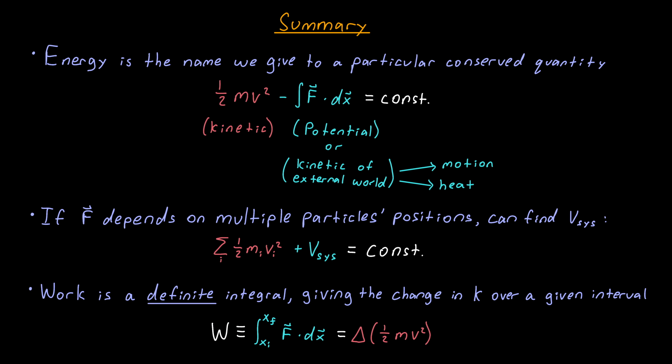Once that nomenclature was out of the way, we realized that if our force was a conservative force, but it depended not just on our system's position, but also on the position of some external interacting object, then we could actually define a potential energy in a different way, right? Instead of doing minus integral of f dot dx, we could do minus integral of f dot dr, where r is the relative position between our system and the external object.